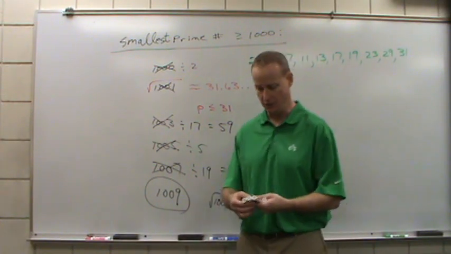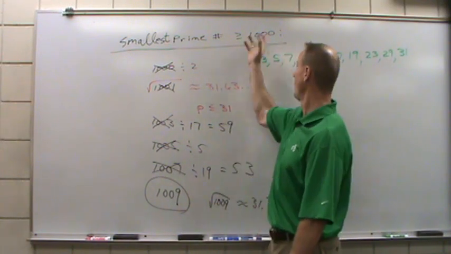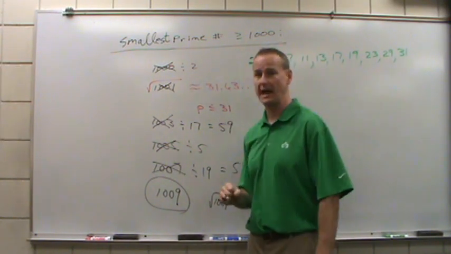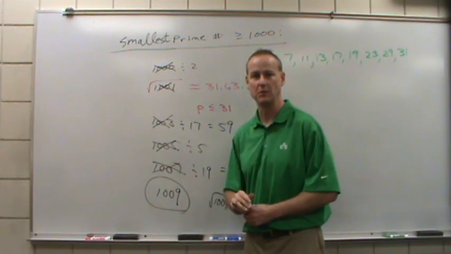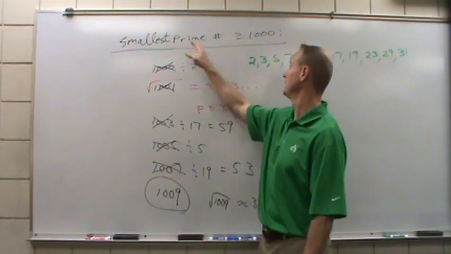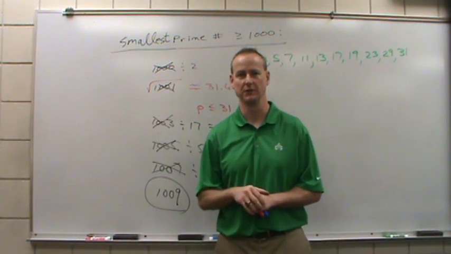So I challenge you to maybe try this with 100 or 2,000, etc. So just pick a number, or 500 might be one. Try and find the smallest prime bigger than or equal to that number utilizing the theorems that we've learned in this section.